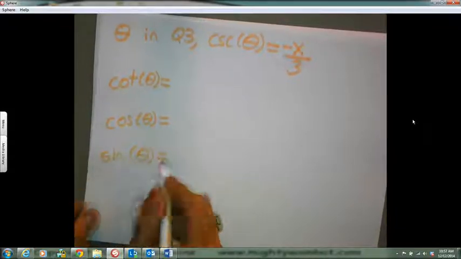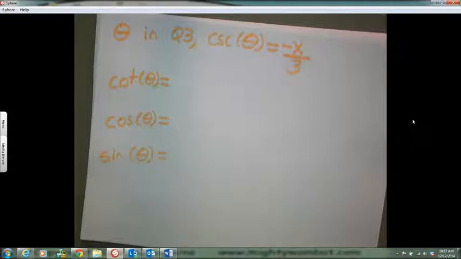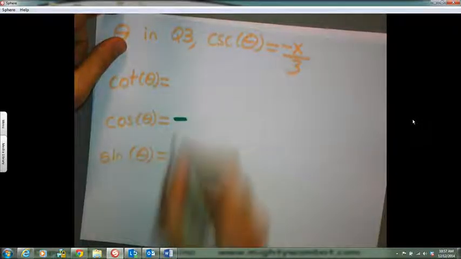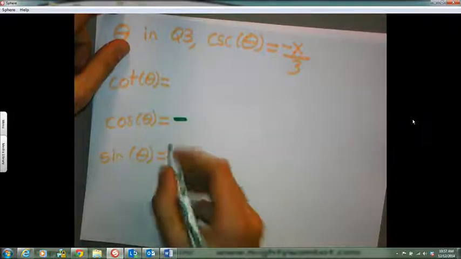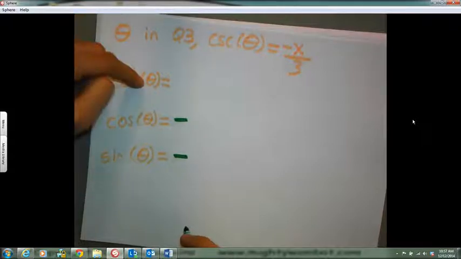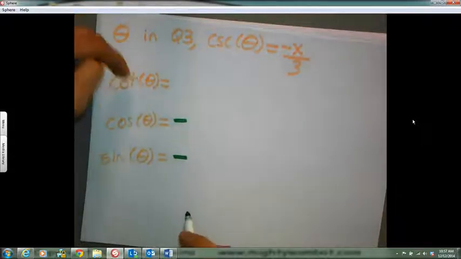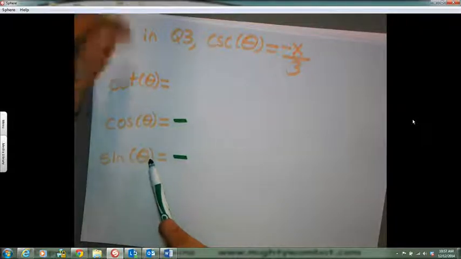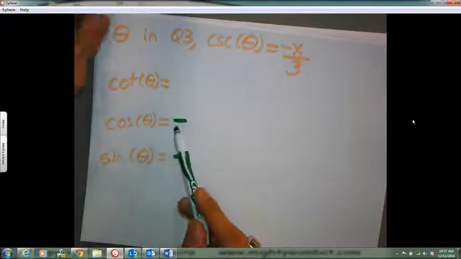When I think about it, if I'm in quadrant 3, cosine is negative in quadrant 3 of the unit circle. Sine is negative in quadrant 3 of the unit circle. And cotangent is just cosine divided by sine, as we learned on Monday. Negative divided by negative is a positive.